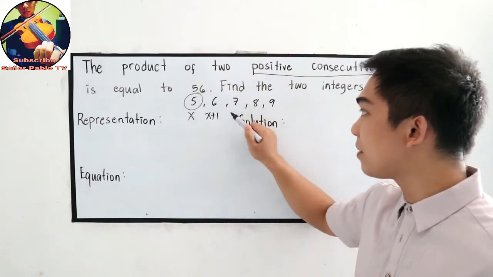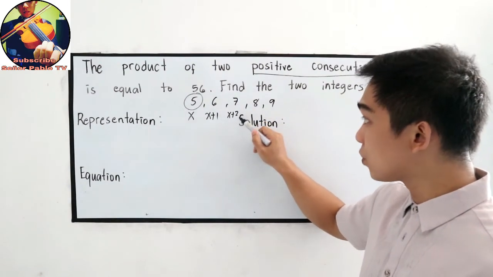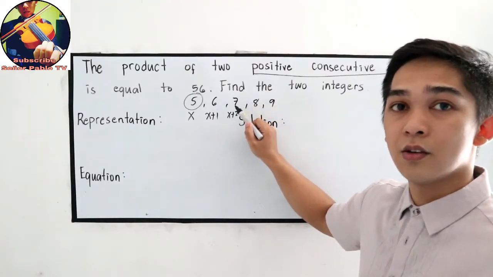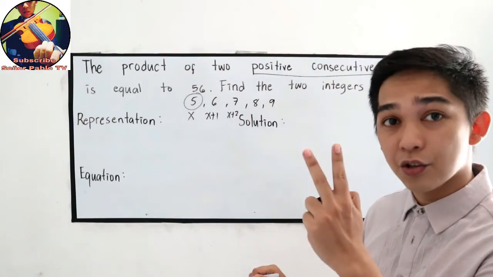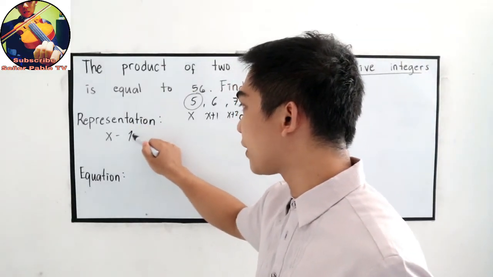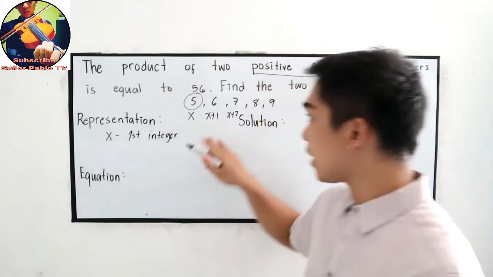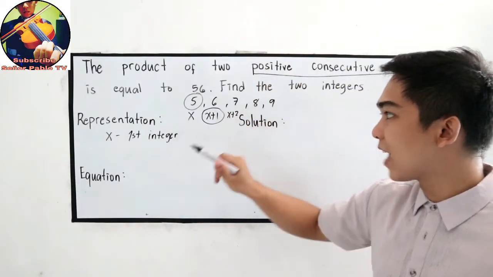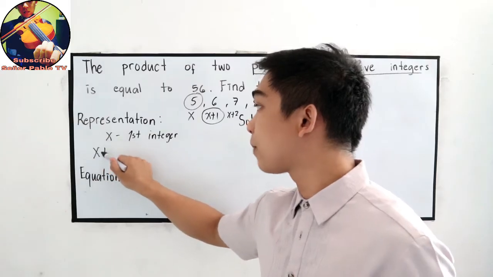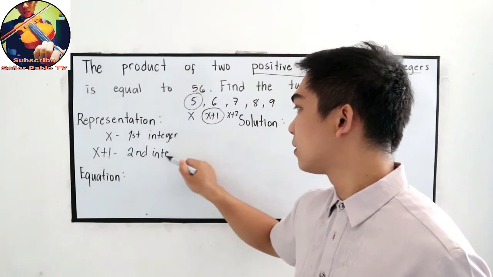To find the next term, that is x plus 2. So 5 plus 2, which is 7. So we need to find two consecutive integers. So let's say x will be our first integer. Therefore, our second will be x plus 1, the second integer.